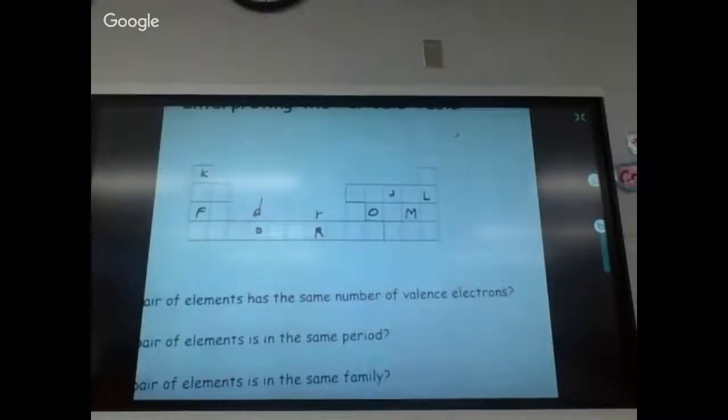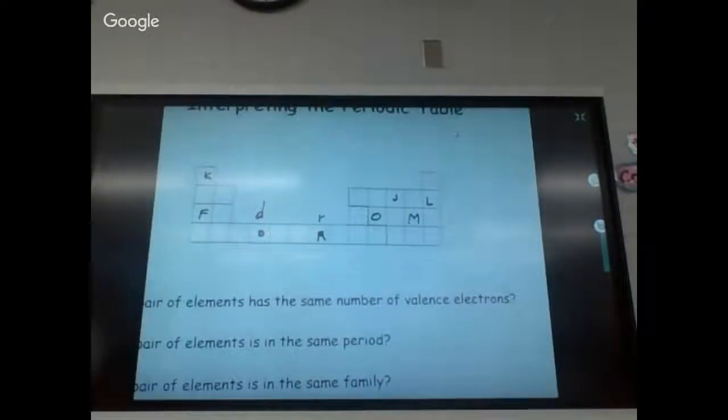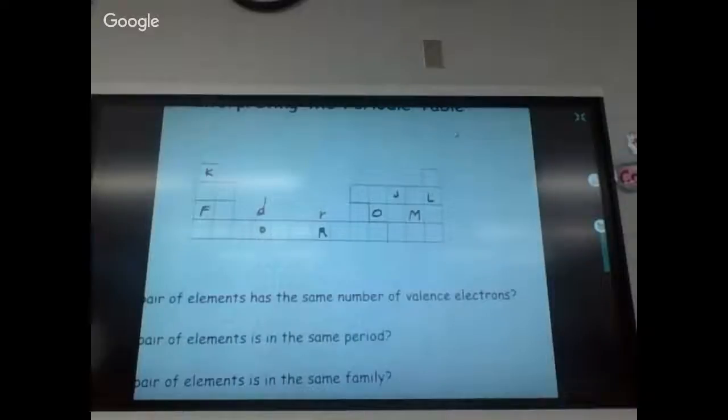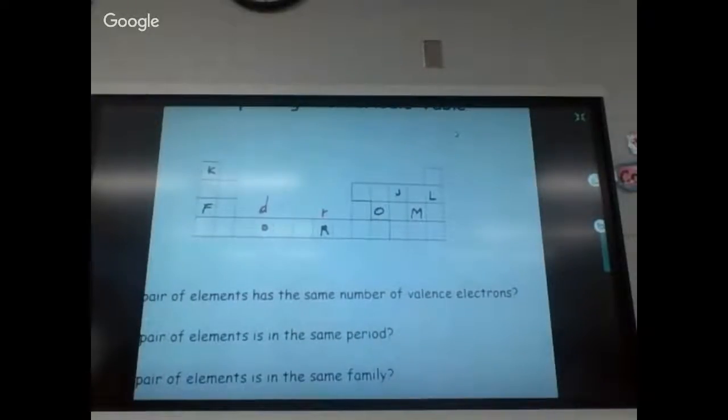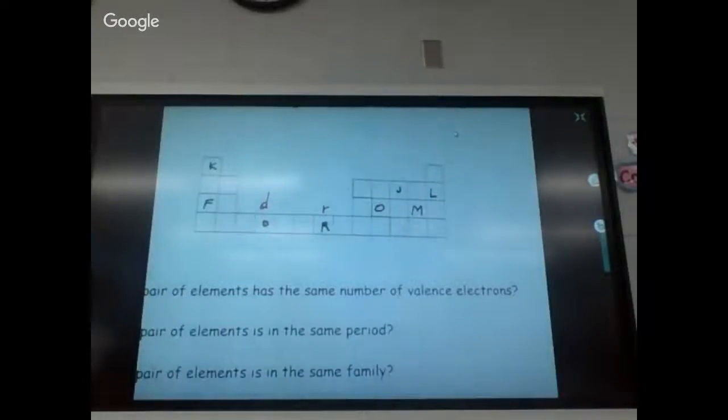Which pair of elements is in the same family? Any ideas? Yes. All right. Which one? K and F. I don't use the word family very often. You typically hear that word more at the middle school level than the high school level. But family is the same as a what? It's the same as a group. Okay? Carbon family, boron family, oxygen family, but family is the same as a group. So K and F.